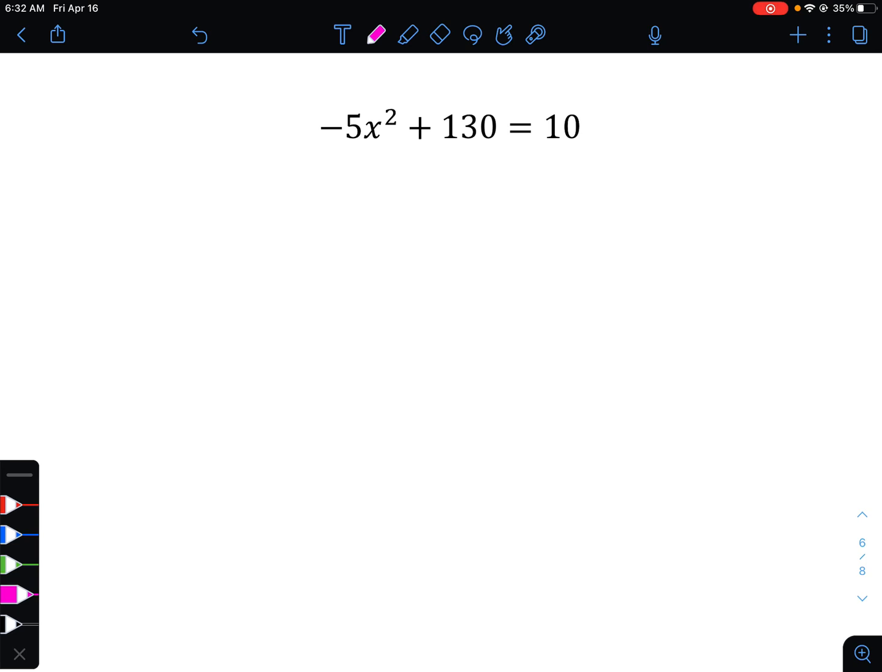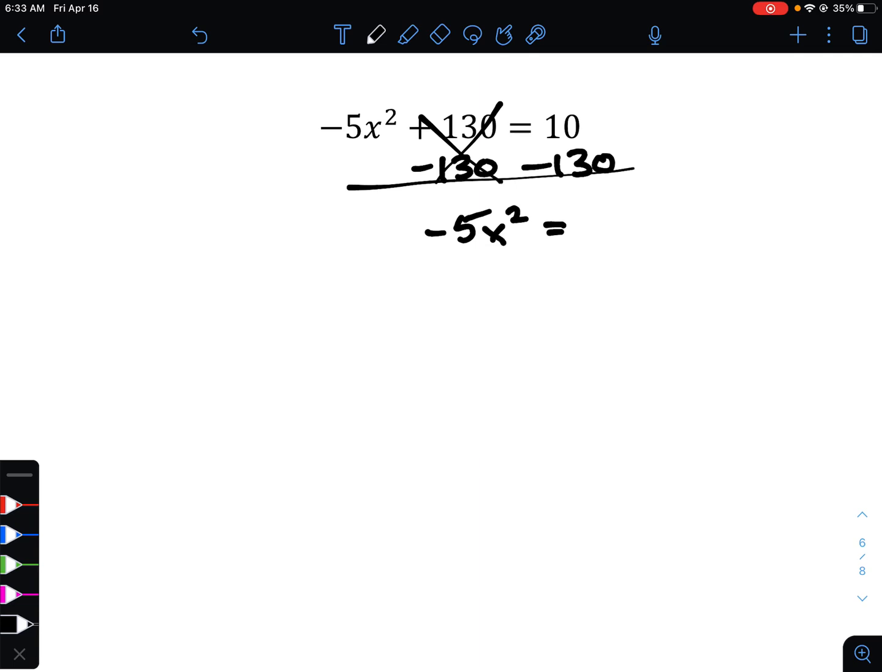So we've got negative 5x squared plus 130 is equal to 10. So first thing is we need to solve for x squared. So let's start by subtracting 130 from both sides of our equation. So on the left side, we now have negative 5x squared. And on the right side, we have negative 120.